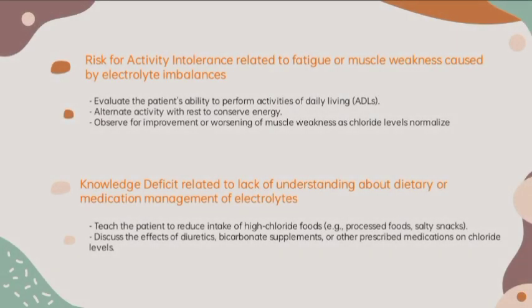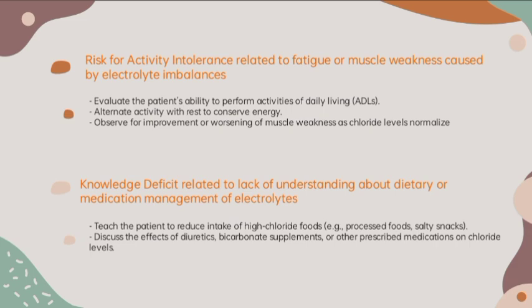Now, the fourth nursing diagnosis is the risk for activity intolerance related to fatigue or muscle weakness caused by electrolyte imbalances. So, firstly, for the intervention, evaluate the patient's ability to perform activity of daily living, alternate activity with rest, conserve energy, and lastly, observe for improvement or worsening of muscle weakness as chloride levels normalize.